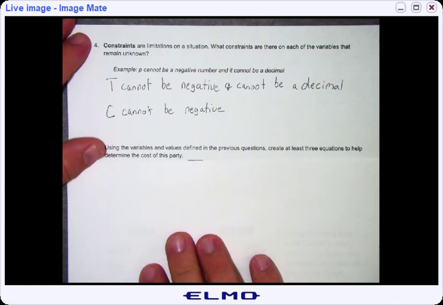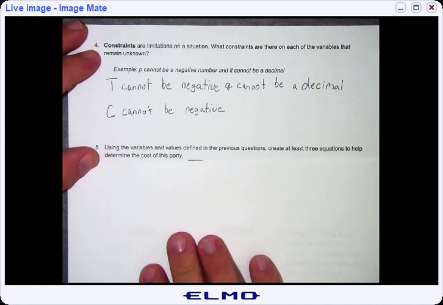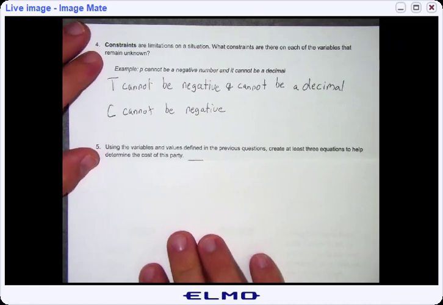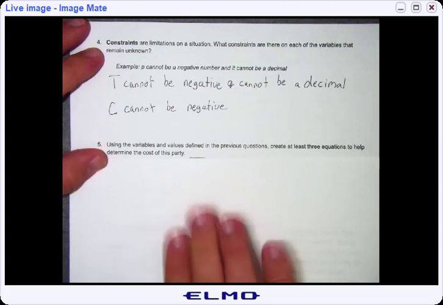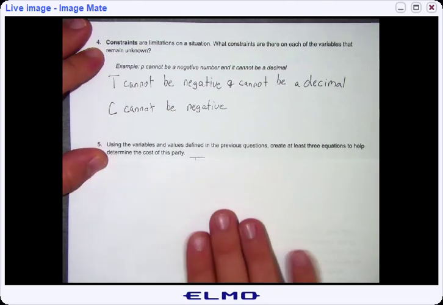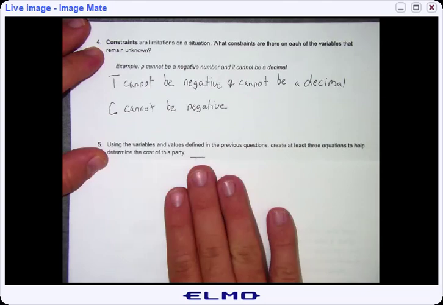So the next one says, using the variables and values defined in the previous questions, create at least 3 equations to help determine the cost of the party. I came up with 2 equations, and I want you to come up with a third. I'm going to explain my 2, and then let's see if you can come up with one on your own.